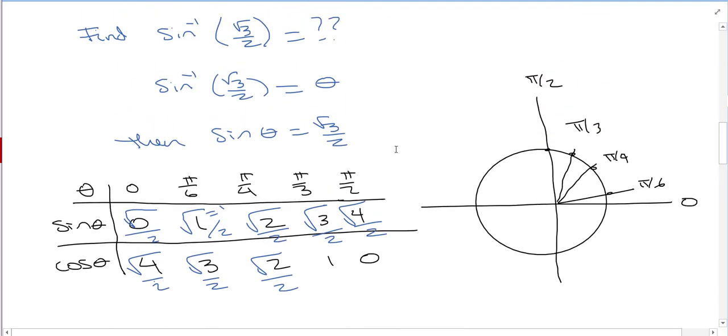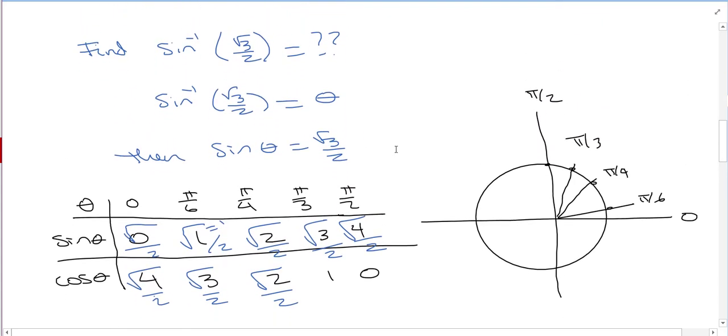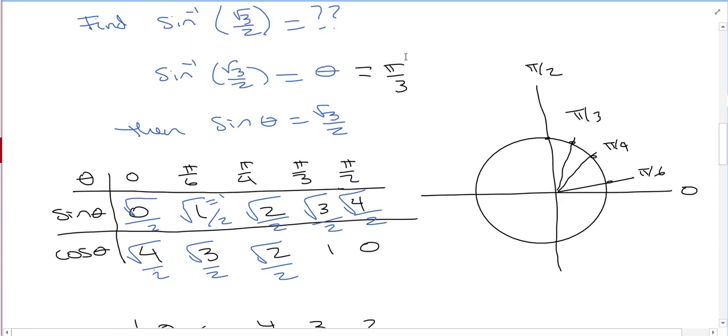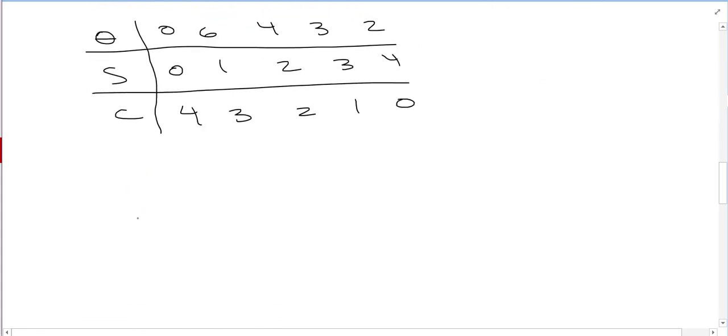All right, so back to this problem. Sine of theta is root 3 over 2. So what angle gives me the sine root 3 over 2? It works backwards. Sine root 3 over 2 will be pi over 3. So that means theta is pi over 3. And so sine inverse of root 3 over 2 is pi over 3.